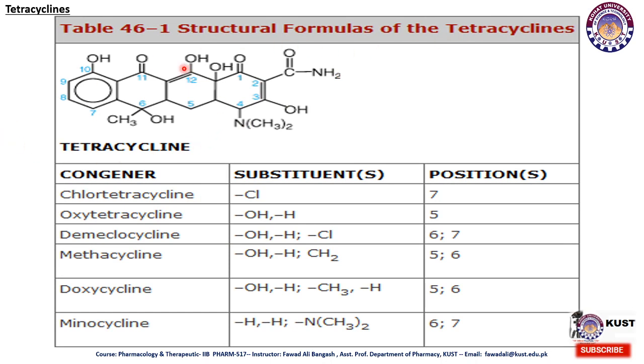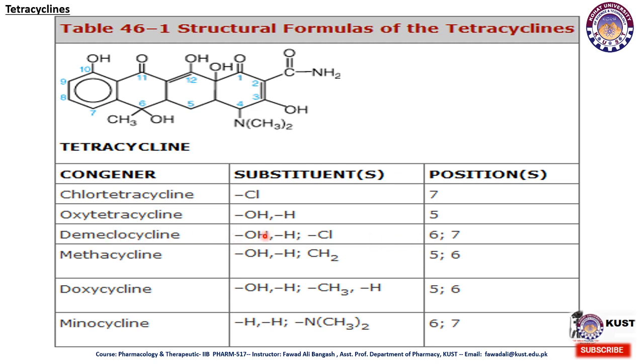This is basically the structure, the basic nucleus of tetracycline. Tetra means four and cycle. They have four cycles, 1, 2, 3, 4, so the name indicates that they have four cycles in their basic nucleus. These are different tetracyclines, chlortetracycline, substituted at the 7 position. The substitution at 7 with chlorine makes it chlortetracycline. Oxytetracycline has OH at position 5, with OH and hydrogen.